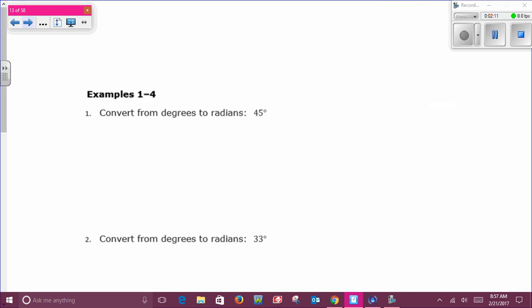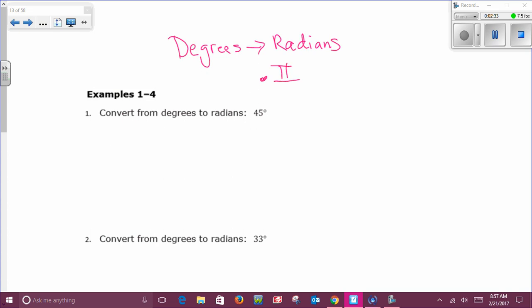So examples 1 through 4, we're going to convert from degrees to radians. When we convert from degrees to radians, we are going to multiply by pi over 180.